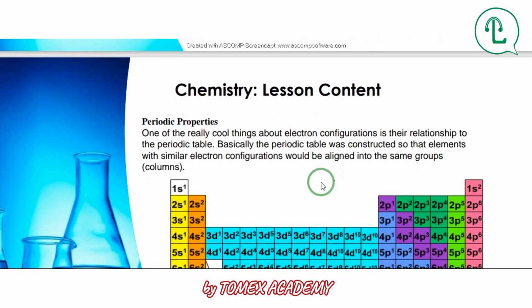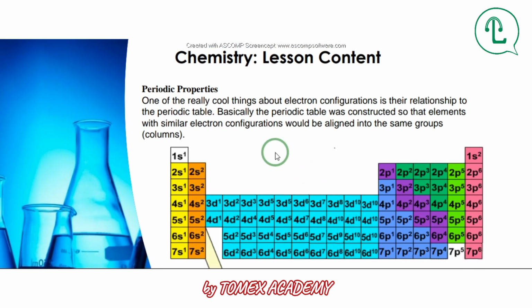Periodic properties. One of the really cool things about electron configuration is their relationship to the periodic table. Basically, the periodic table was constructed so that elements with similar electron configuration will be aligned into the same groups. That's a column. As you can see, the group 1 element.